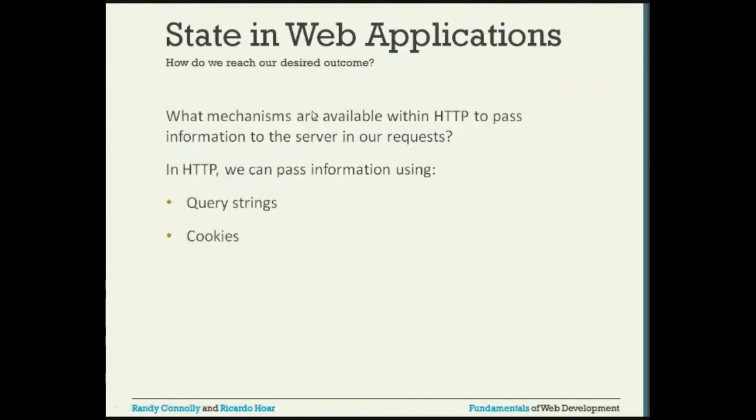So how do we reach our desired outcome? What mechanisms are available within HTTP to pass information to the server in our request? In HTTP we can pass information using either query strings or cookies. Query strings we have seen when making a certain request. We can send the query string either as a part of the URL or as a part of the HTTP header. In case of a GET, it would be a part of the URL. In case of a POST request, it would be a part of the header.